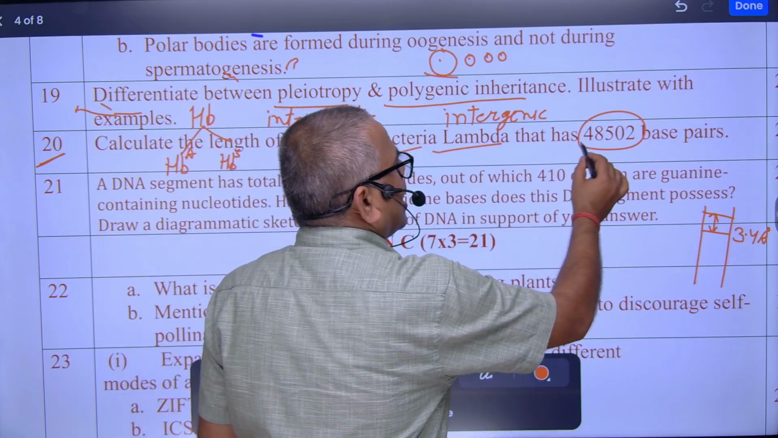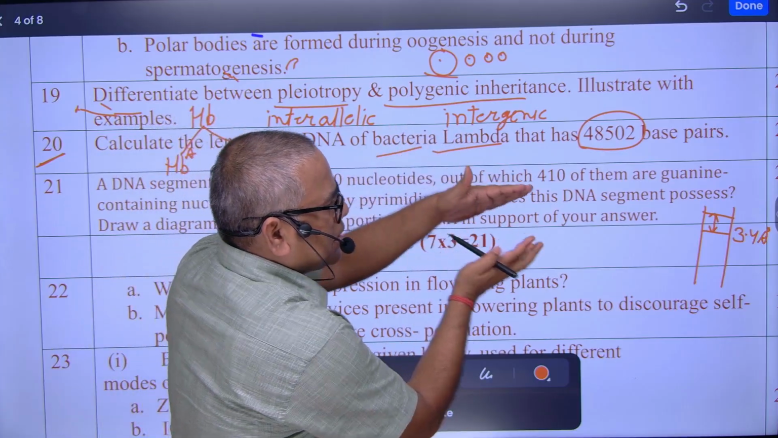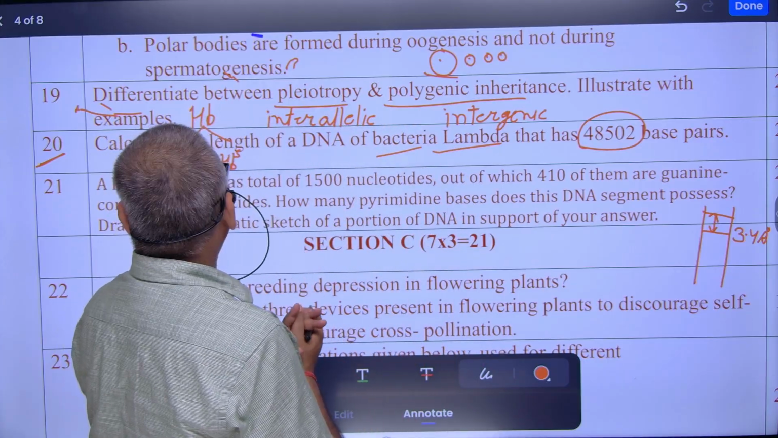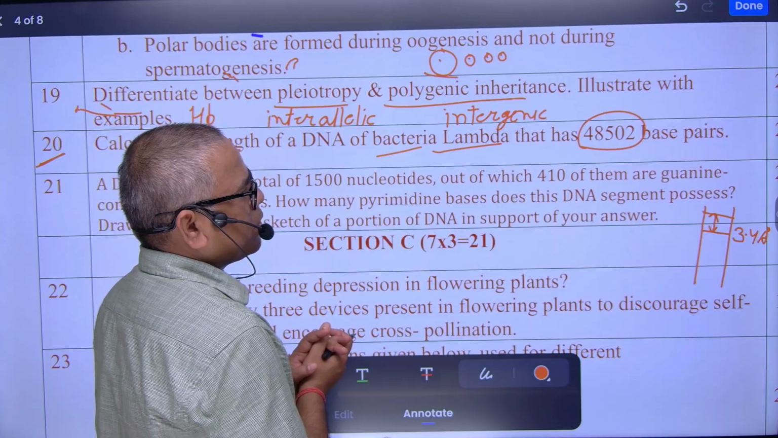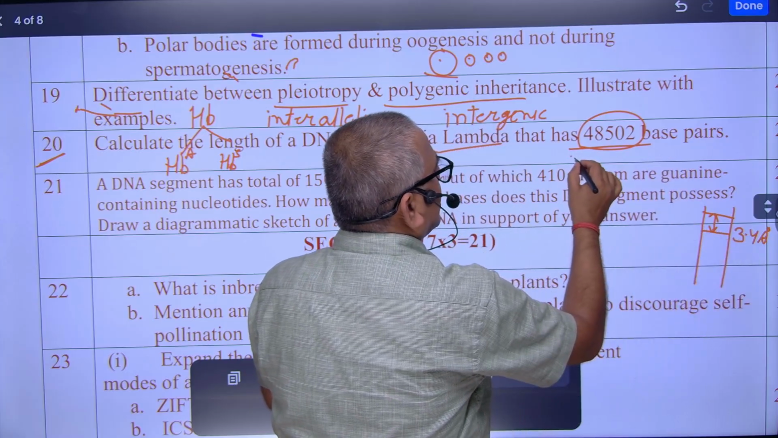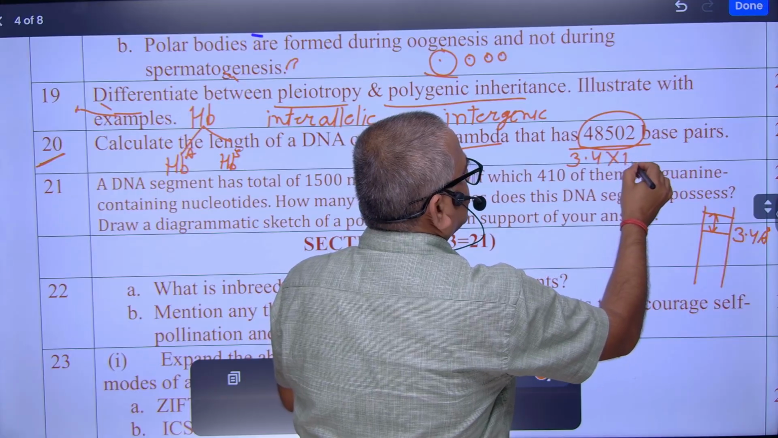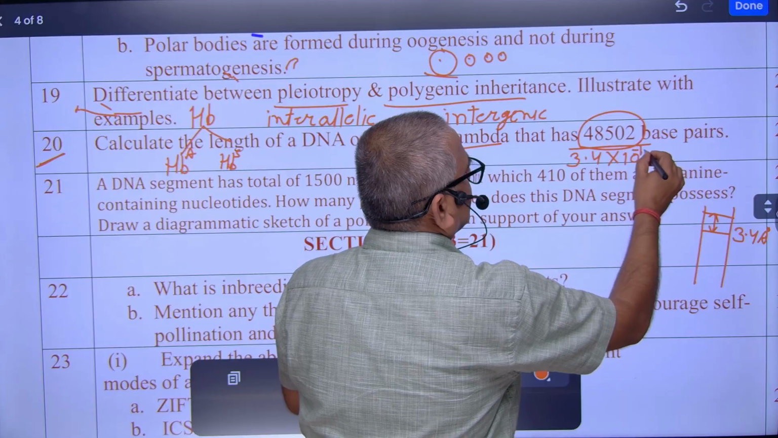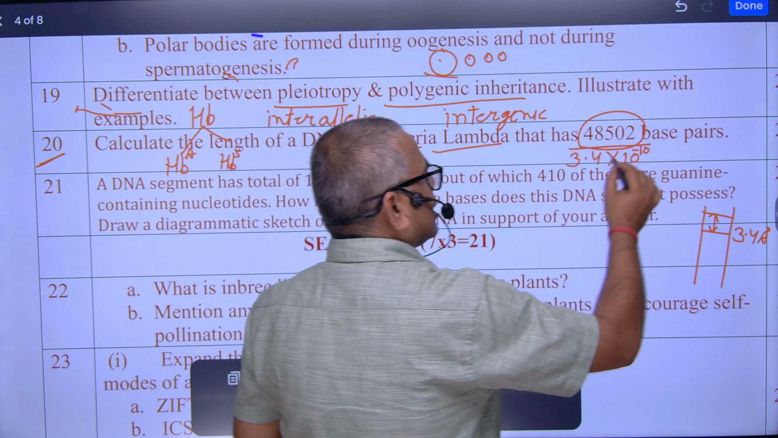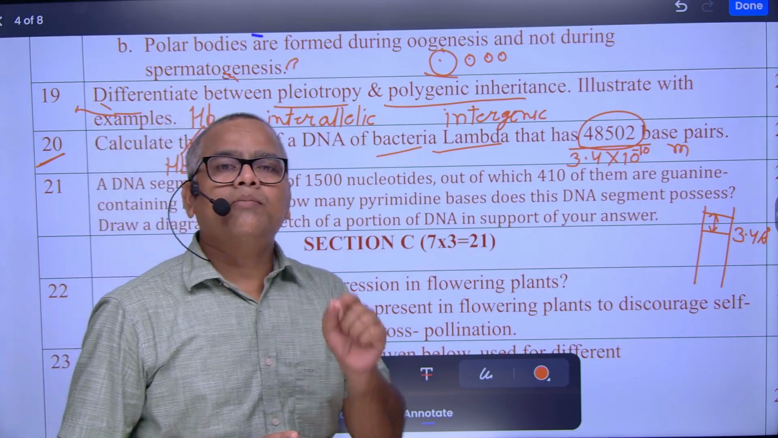So if there are 48502 base pairs and two base pairs are separated by this distance, and we have to find the length of the DNA molecule, we simply multiply it by 3.4 into 10 to the power minus 10, since 1 angstrom is equal to 10 to the power minus 10 meter. The answer which comes will be the length of that DNA in meter.